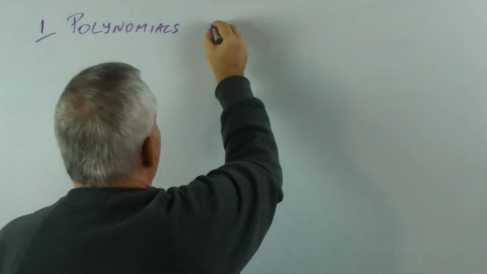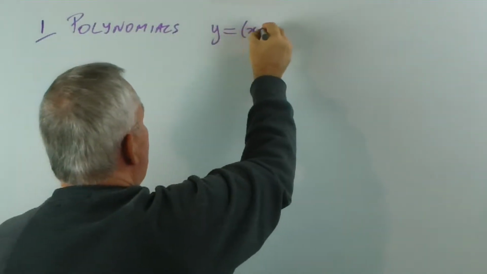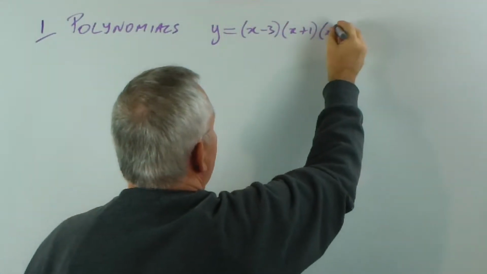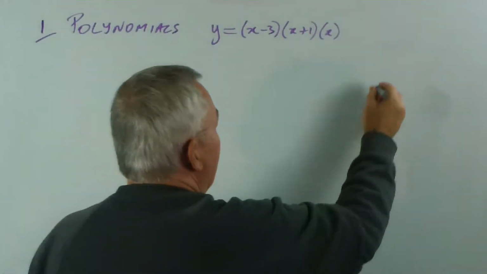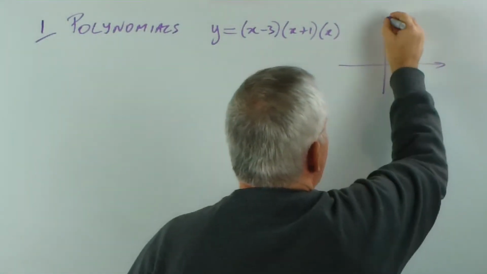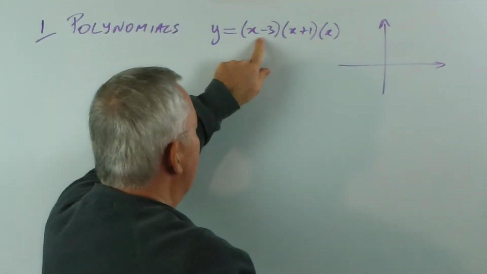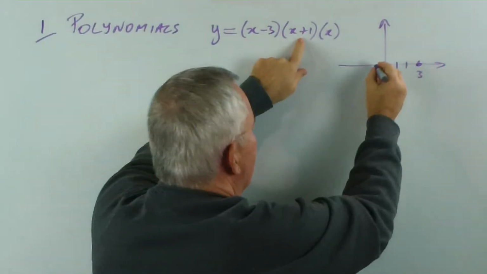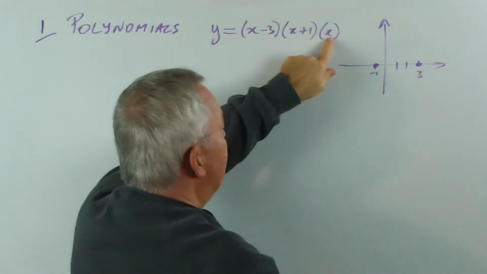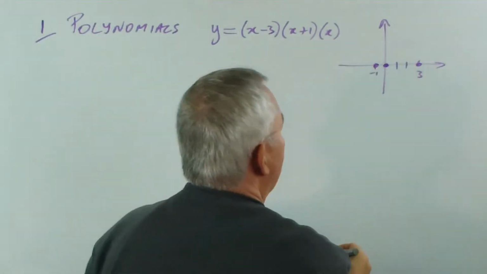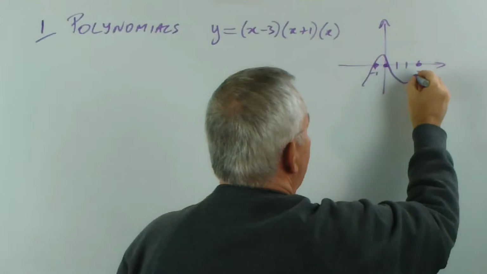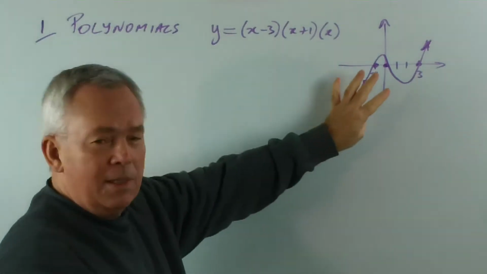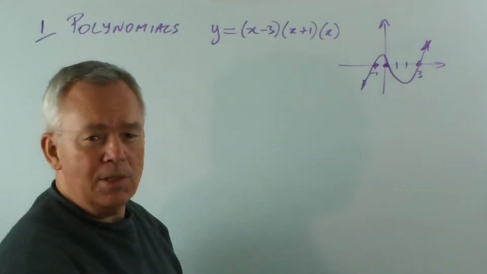And I'll demonstrate. If you have a polynomial like x minus 3 times x plus 1 times x, just x, then when we graph this polynomial, there's going to be a 0 at x equals 3. There's going to be a 0 at x equals minus 1. And there's going to be a 0 when x is 0. And this will give us your basic cubic pattern. But the main thing is to understand the principles of how to find zeros in polynomials.